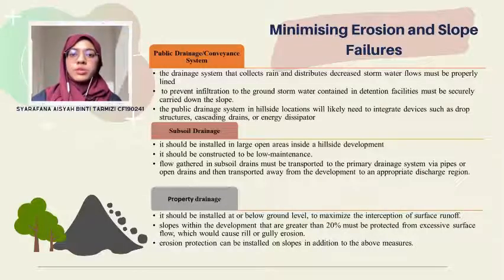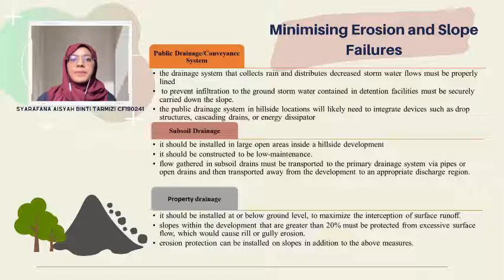I'll be continuing to the next part, which is long-term stability for the proposed technique, minimizing erosion and slope failure. For the first one, public drainage and conveyance system. The drainage system that collects, drains, and distributes increased stormwater flow must be properly lined to prevent infiltration to the groundwater, and detention facilities must be securely carried down the slope. Next, to minimize high velocities, the public drainage system in hillside locations will likely need to integrate devices such as drop structures, cascading drains, or energy dissipators.